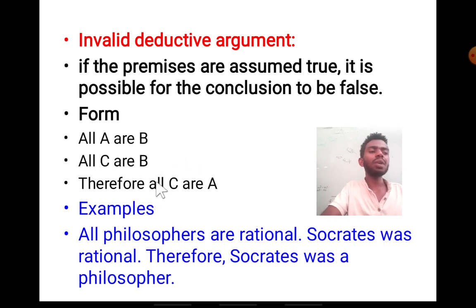This can be false, okay? Because, given that all A are B, and all C are B, therefore all C are A. It is a form. It is invalid.